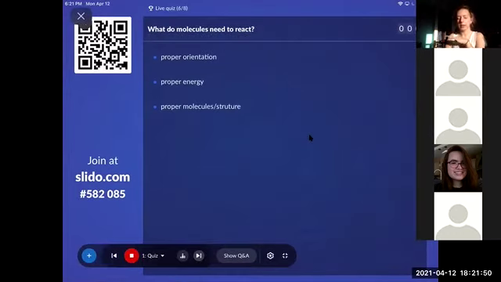Okay, now a little bit about kinetics. What do molecules need to react together? What are important things that molecules need to react? This is related to collision theory.